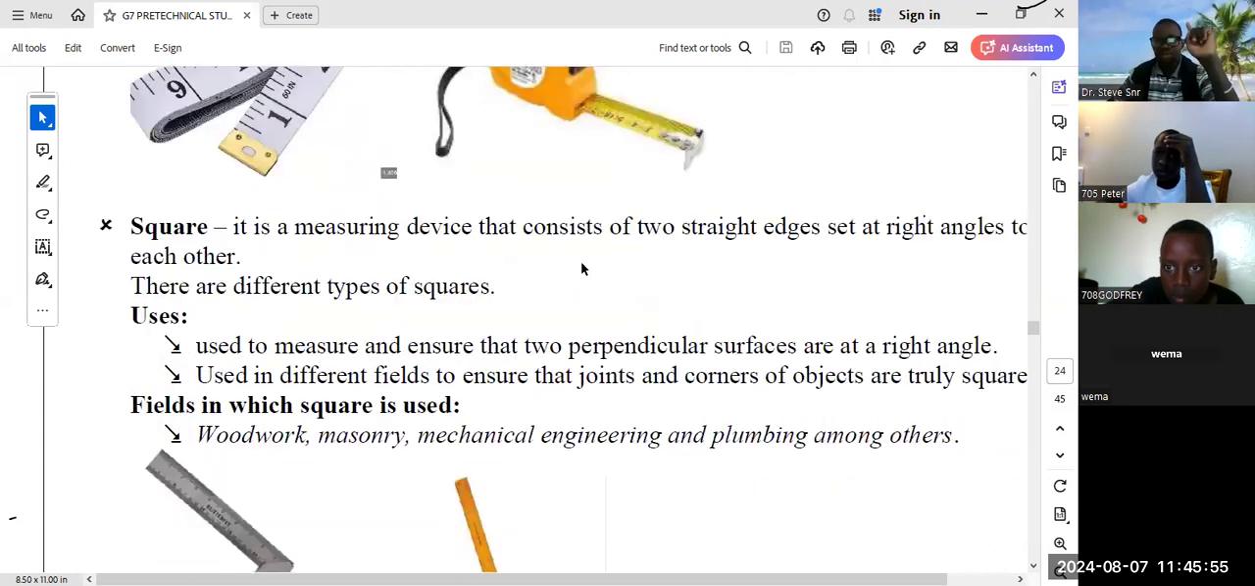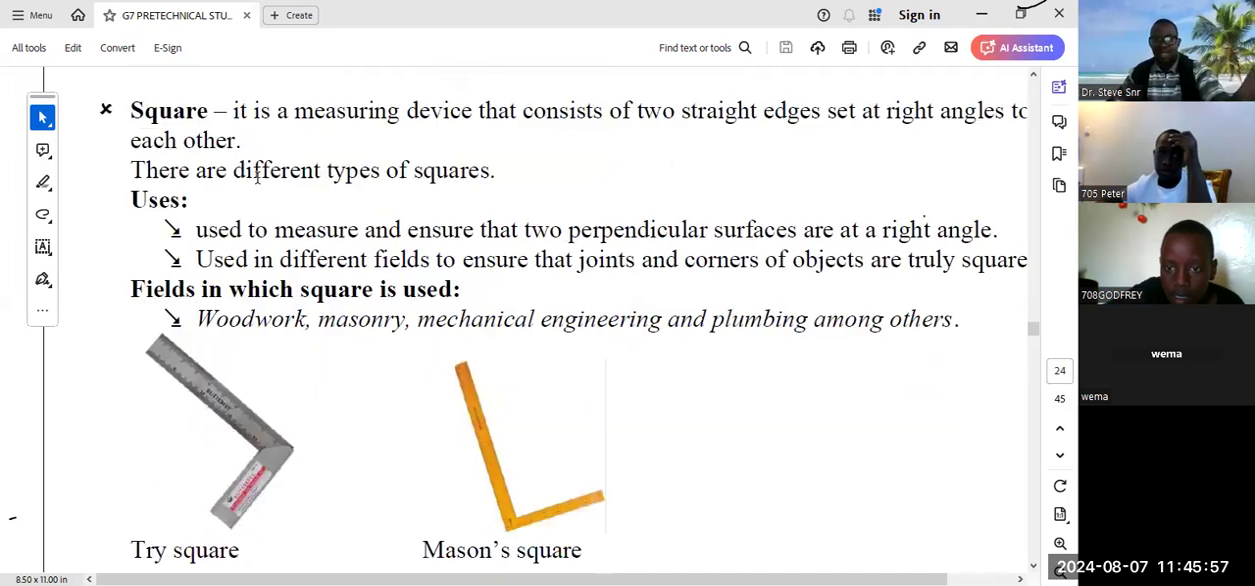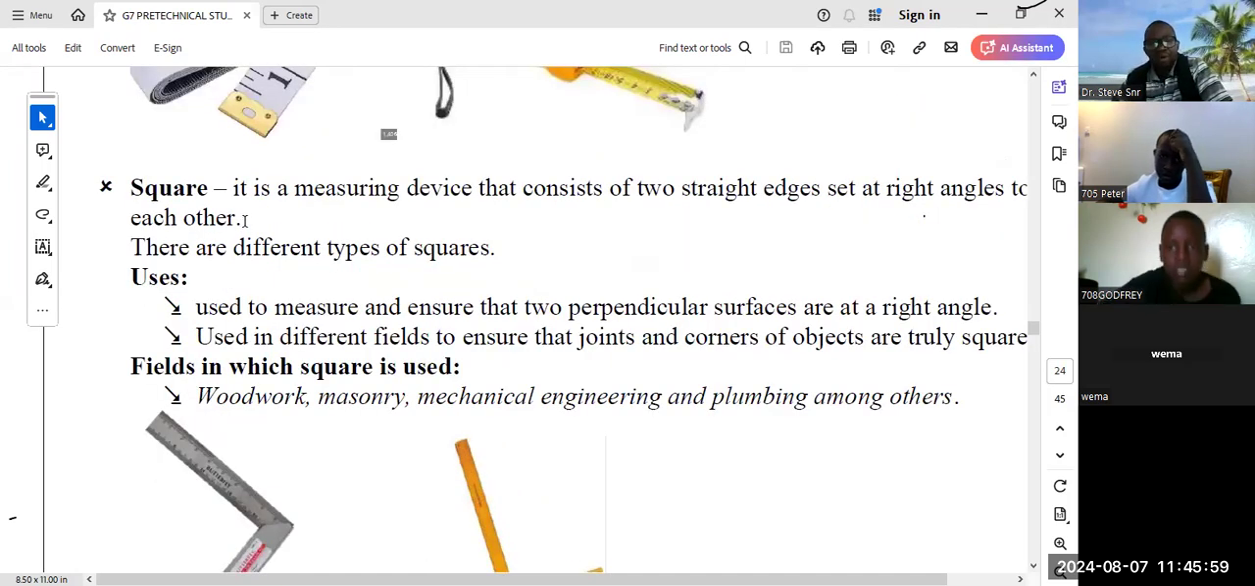Then we also talked about the square. Now, the square is another example of a measuring tool, and it is a measuring device that consists of two straight edges. One edge is short, another edge is tall. Now, these straight edges are at right angles. They are at right angles. What does it mean to be at right angle?